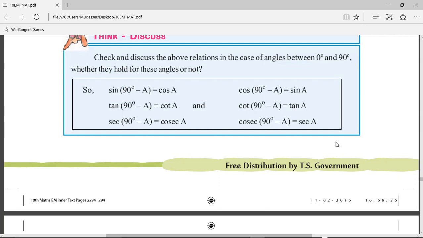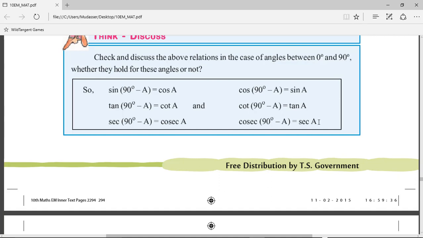In this video, we will work on exercise 11.3 problems from Telangana state syllabus. This table is all that you need to know to work on exercise 11.3 problems. Sine of 90 minus a is cos a, cos of 90 minus a is sine a, tan of 90 minus a is cot a, cot of 90 minus a is tan a, secant of 90 minus a is cosecant a, cosecant of 90 minus a is secant a.